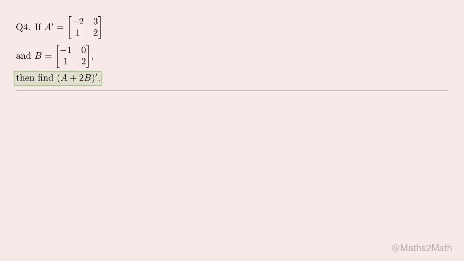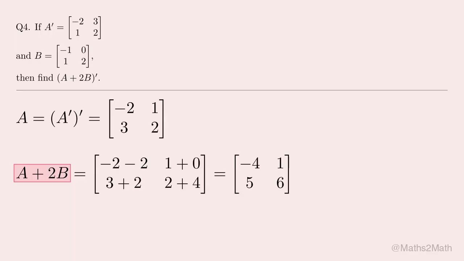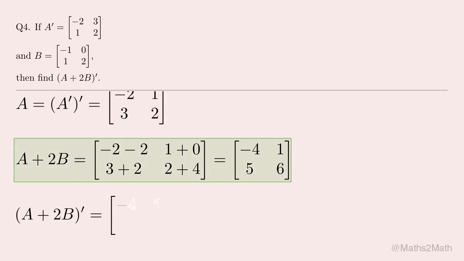Question 4. Again, A is given through its transpose, and we want the transpose of A plus 2B. B is given directly, so we recover A, combine, and flip. Recover A by transposing. Scale B by 2 and add, all entries written. Transpose the result.